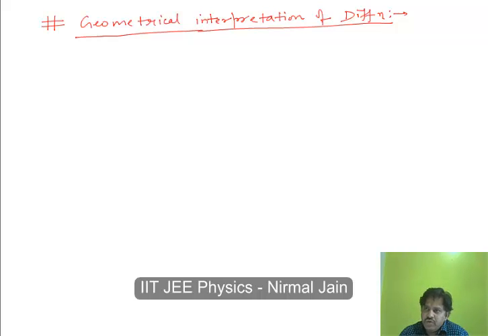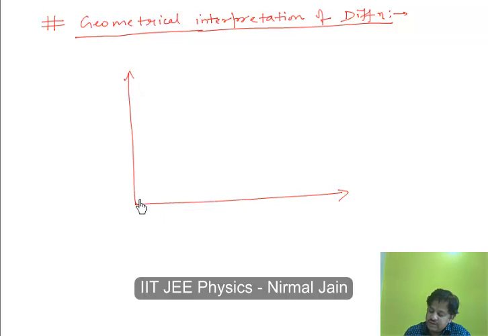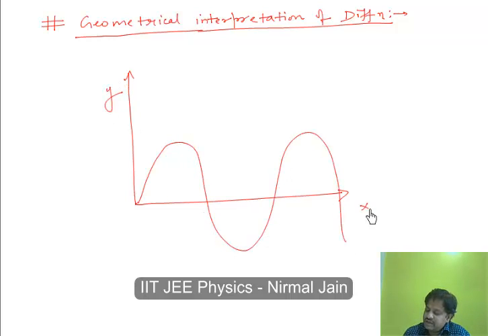So in this video we will talk about the geometrical interpretation of differentiation. Let's say we are given some graph like this, let's say this is the graph of the function sin x. This is the y-axis, this is the x-axis, this is y is equal to sin x.